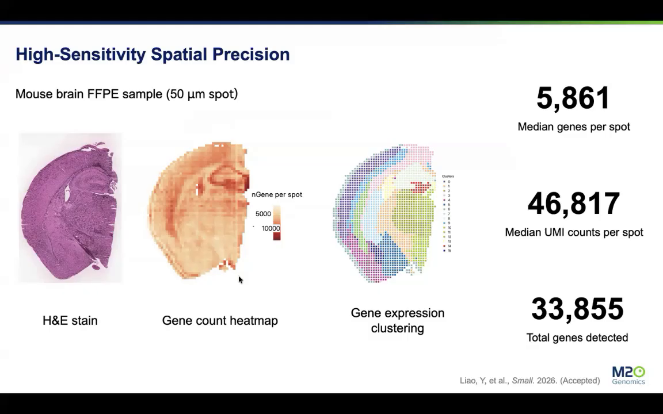We detected nearly 34,000 genes in this single mouse sample since NATA captures the whole transcriptome rather than only protein-coding transcripts. This gives us a broad range of information for downstream analysis.